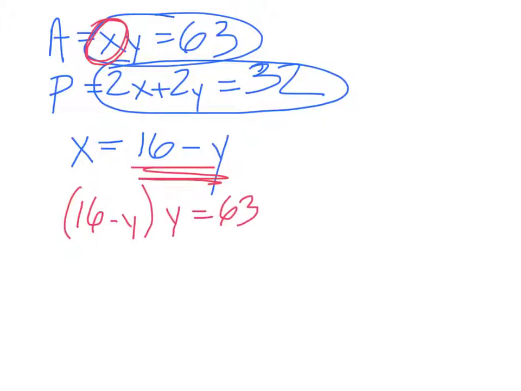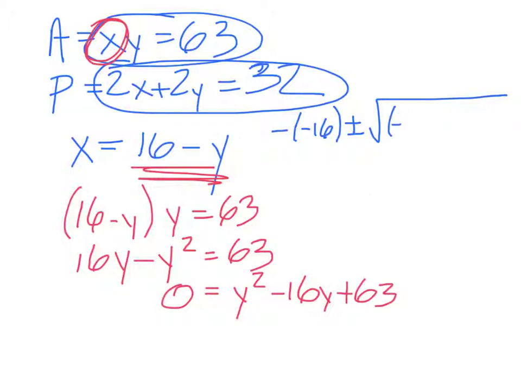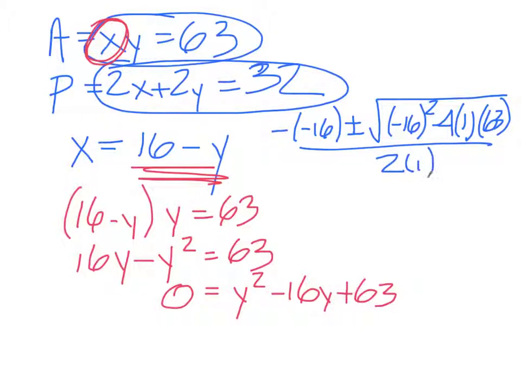And then multiply out to get 16y minus y squared. And if you move everything to the right, it's y squared minus 16y plus 63. Did you have that? Yeah. Alright. So when you plug it in, you're going to have a negative b, so it's a negative 16, plus or minus the square root of negative 16 squared minus 4 times 1 times 63. All of that over 2a, 2 times 1.